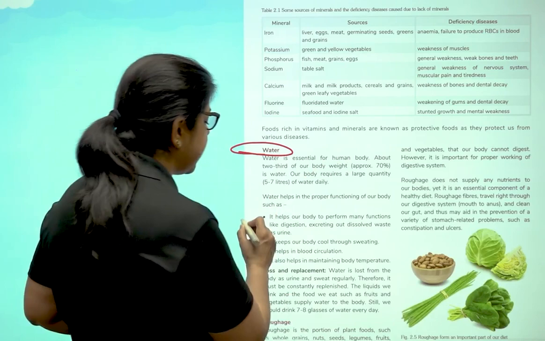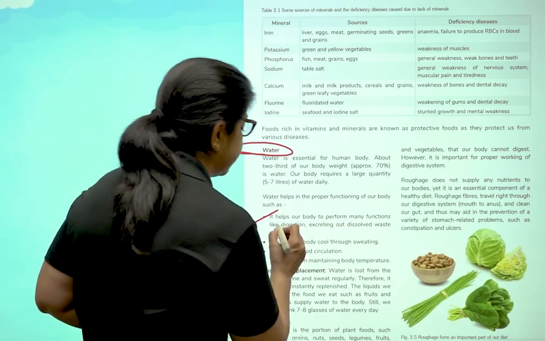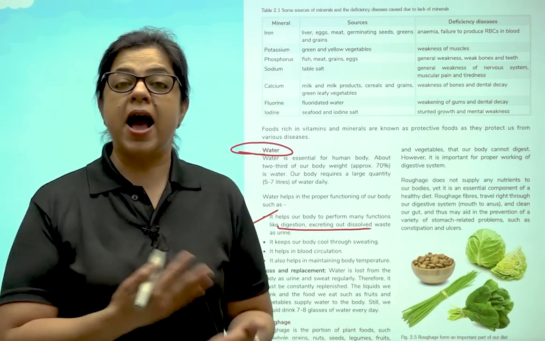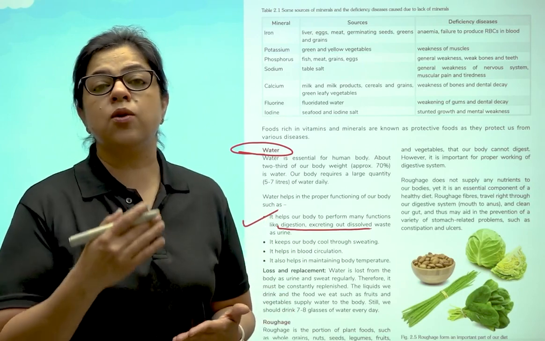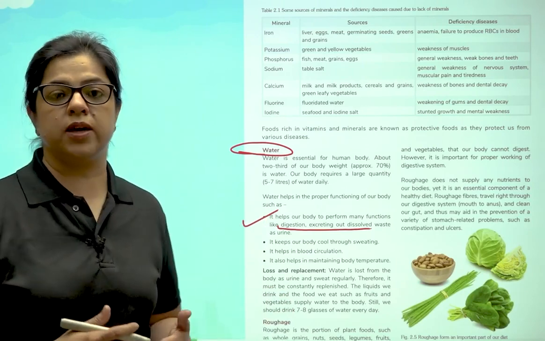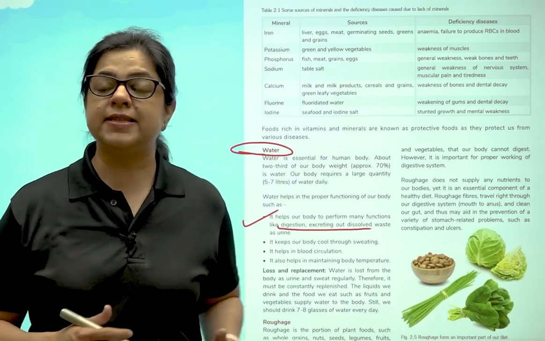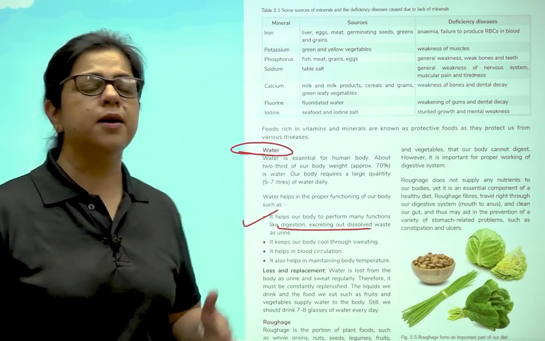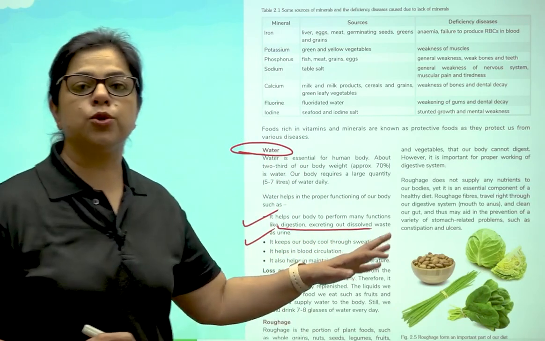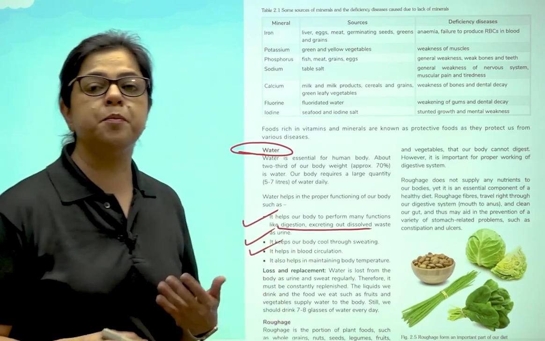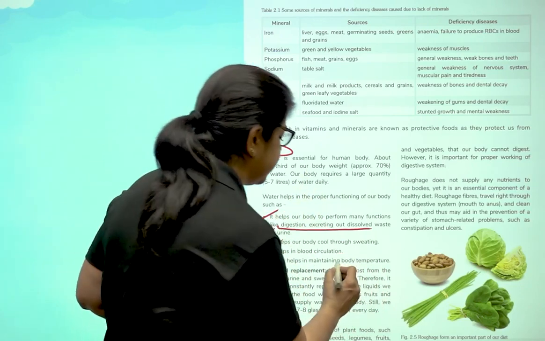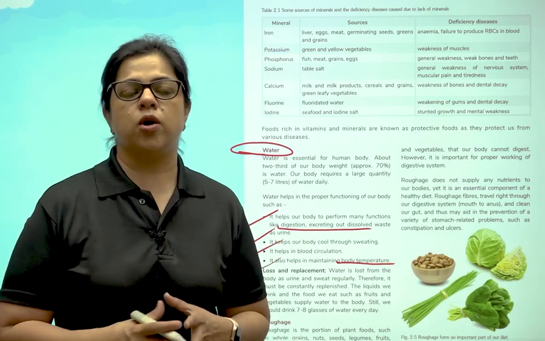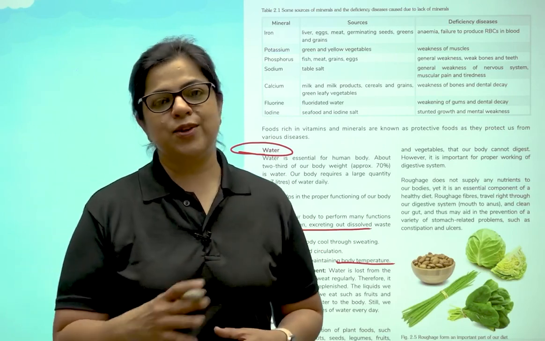Why? Because water helps the body to perform functions like digestion, excretion, etc. This basically dissolves the nutrients, and excretion is the process where all the toxic material is drained out of the body. So imagine if the water intake is less, what is going to happen? The bulk of toxins inside your body is going to continue being built up. Then it keeps your body cool through sweating. It helps in blood circulation and it helps in maintaining the body temperature. You must have noticed in summers, when you're feeling very hot, the moment you have water, you feel relaxed.